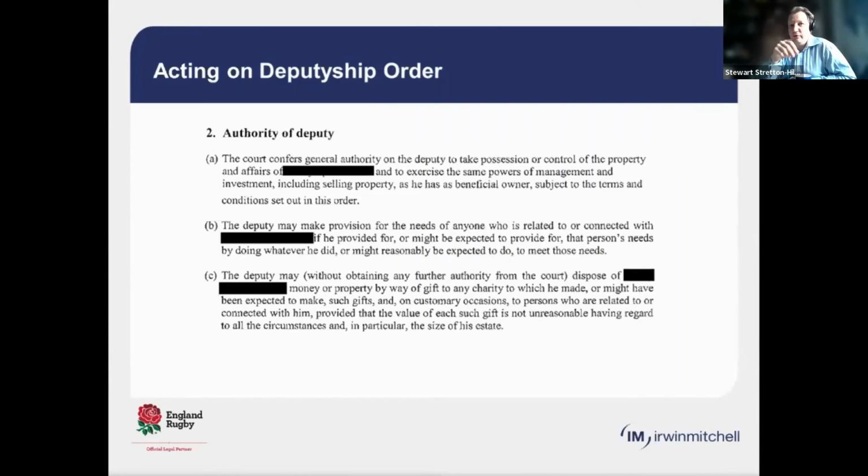Section B, they're allowed to make provision for anyone that they might have made provision for, for example, a spouse or a child. The attorney here, the deputy, can make gifts to charity and so forth. If those powers aren't in there, the deputy wouldn't be able to do those things.